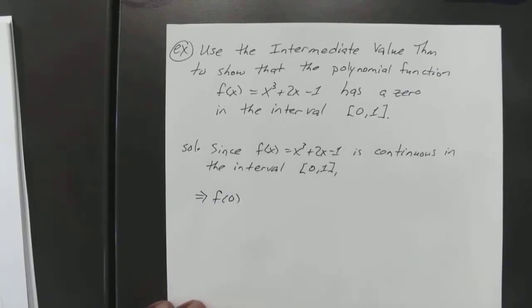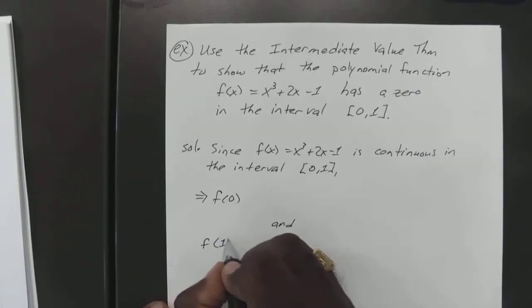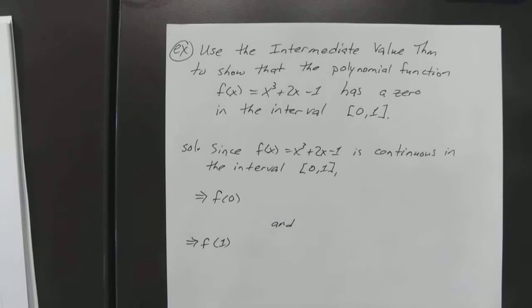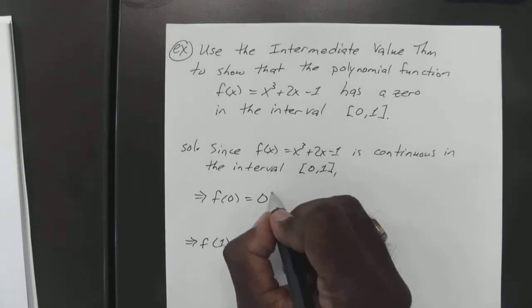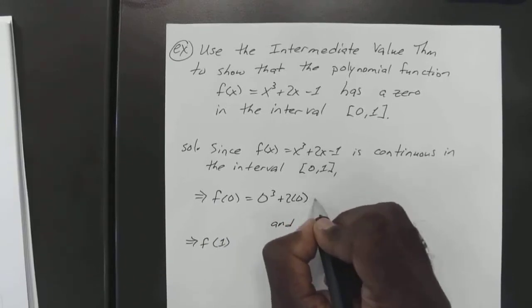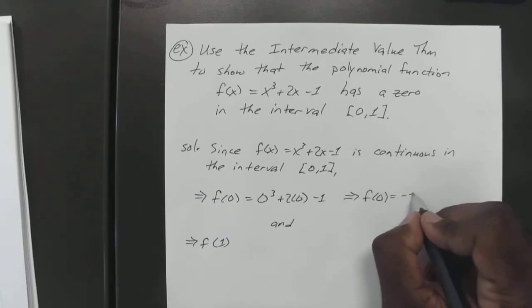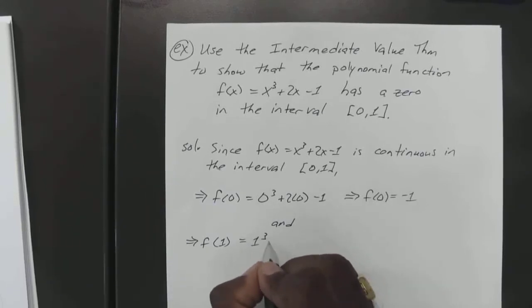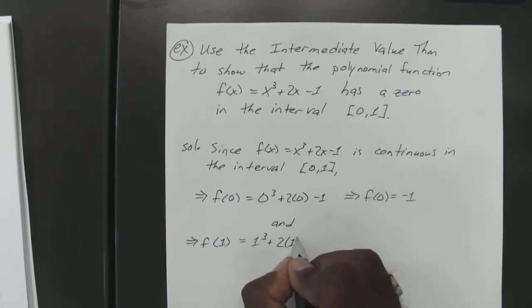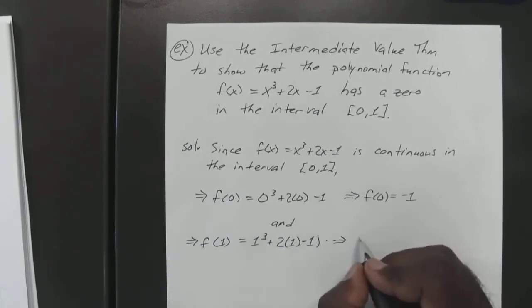We really just have to find our f of 0 and our f of 1. So you just plug in both of those endpoints. f of 0 is equal to 0 to the third plus 2 times 0 minus 1, so f of 0 is just negative 1. And f of 1 is 1 to the third plus 2 times 1 minus 1, which is equal to 2.